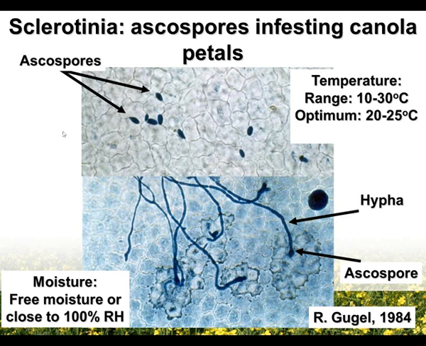So in terms of infection of the plant, really it can occur over a range of about 10 to 30 degrees C, optimum in that 20 to 25 degrees C range. You need moisture, either free moisture in terms of a layer of moisture on the plant tissue, or relative humidity close to 100%.